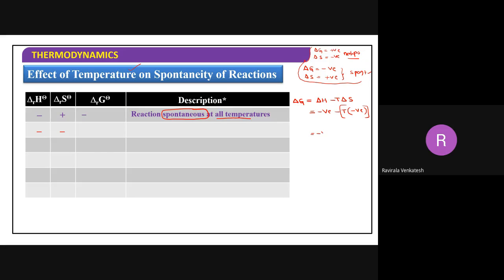Now, negative minus into minus, how much beta? Minus into minus is multiplication. Minus into minus is plus, so I can write here positive. Now, will delta G be negative or positive? Tell me beta. Negative, sir. How do you say delta G is negative? For example, if it is minus 2 and plus 4, delta G will be how much? Positive or negative?